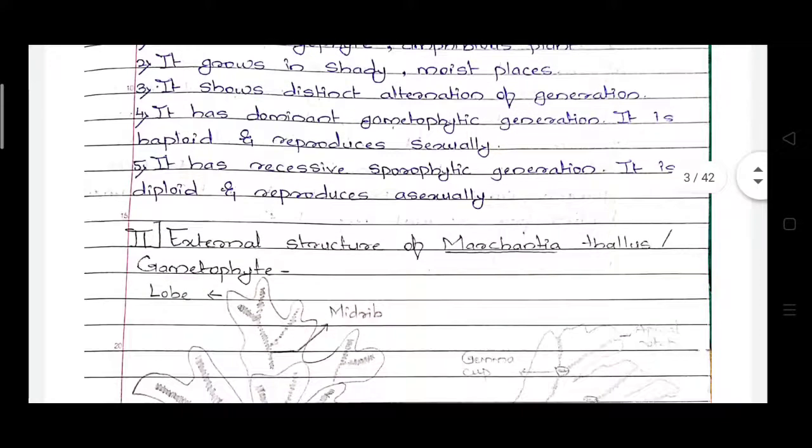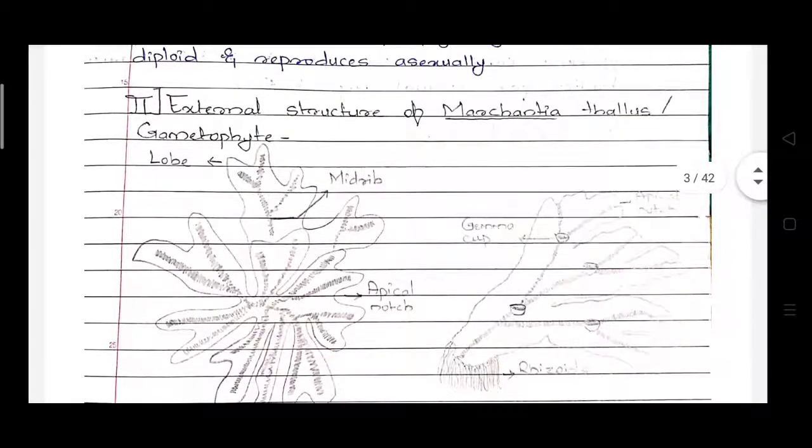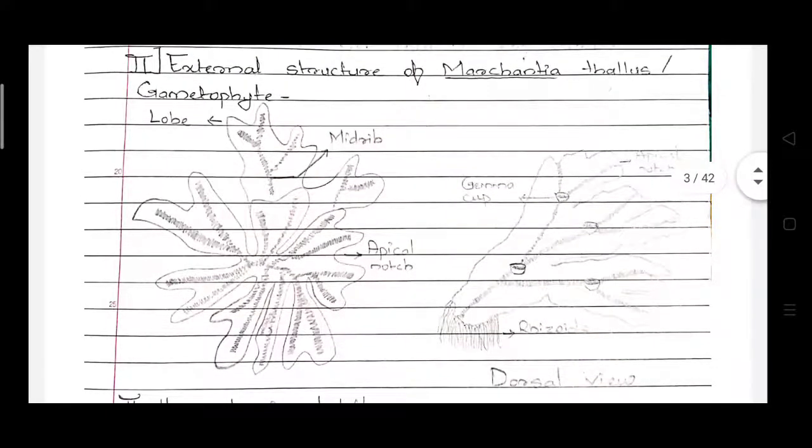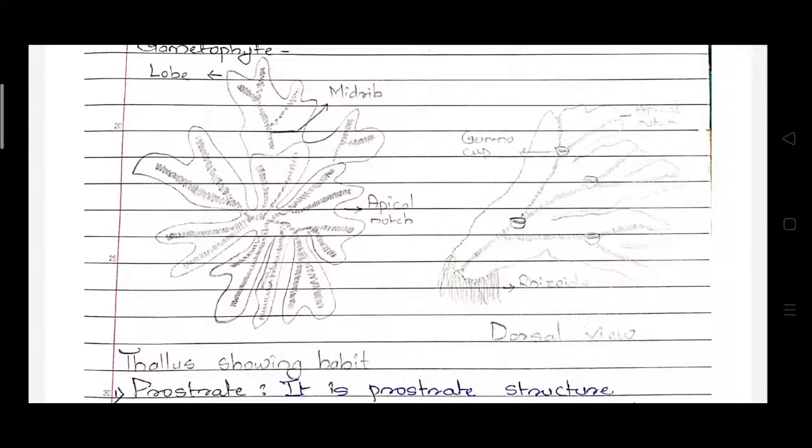Then what are the external structures of Marchantia? So this is the structure of Marchantia. This shows the lobed structure. In that, at the center there is the midrib region, and at the apex the apical notch is present. On the dorsal view, the gametophytic body of Marchantia shows the gemma cup and the rhizoids. So these are the main characters of Marchantia.